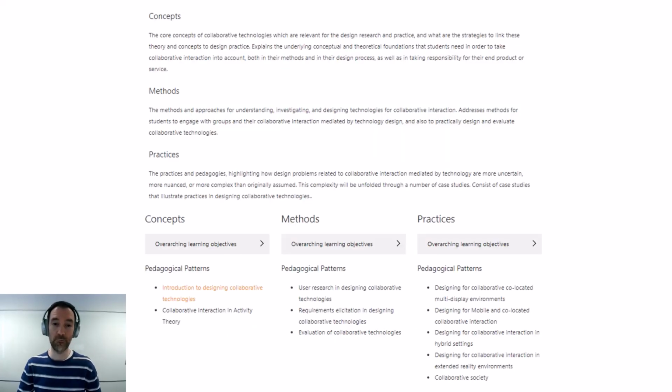Let me start by showing you the main outcome of the project. This is a screenshot of our online education resource. This is where all the materials that we have developed are available. And in this presentation, I am going to tell you the story of how we got to this point that you see on this slide.